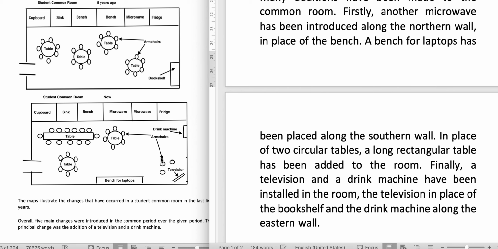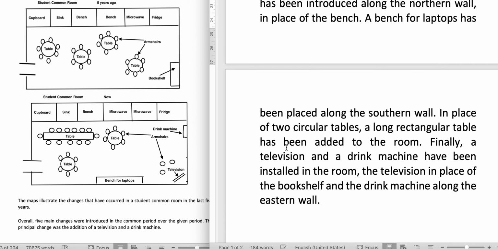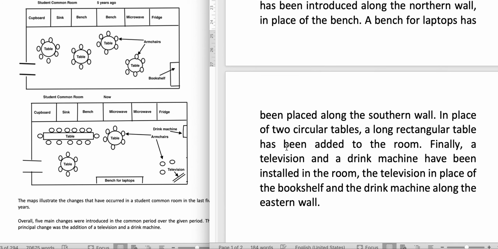Finally, a television and a drink machine have been installed. So here we are talking about two things, so it has to be have been installed in the room. The television in place of the bookshelf, and the drink machine along the eastern wall. So this is along the eastern wall. So this is all about the description of this graph.